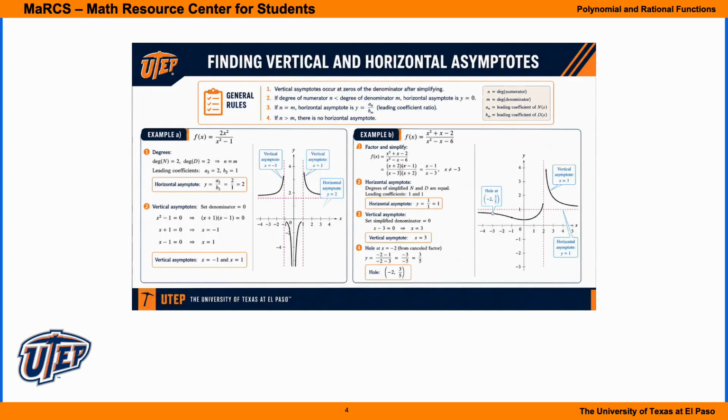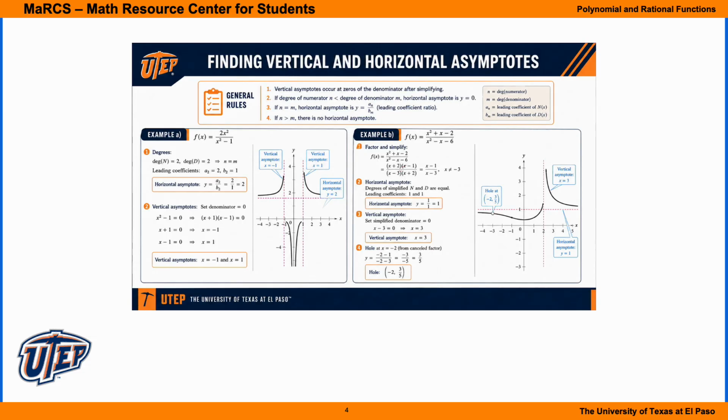Before going over some general rules on how to find vertical and horizontal asymptotes, first we can define n as the degree of the numerator, so the greatest exponent of the polynomial in the numerator. m is equal to the degree of the denominator, so the greatest exponent of the polynomial in the denominator. a_n will be the leading coefficient of n of x, and b_m will be the leading coefficient of d of x. So for our first rule, vertical asymptotes occur at the zeros of the denominator after simplifying.